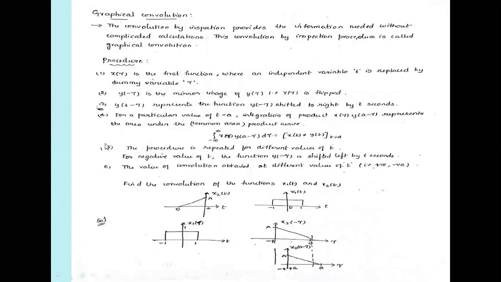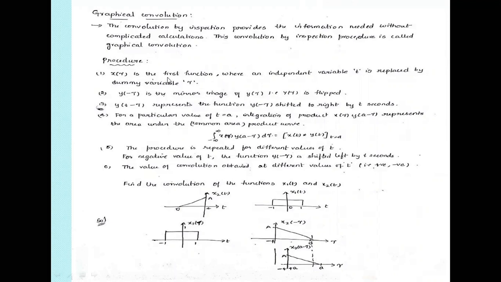Now, take one example in the graphical representation. How can we find the convolution? So next we can see the graphical convolution. The convolution by inspection provides the information needed without complicated calculation. This convolution by inspection procedure is called the graphical convolution. Forget about this definition, and see how you can find the convolution by using the graphical representation.